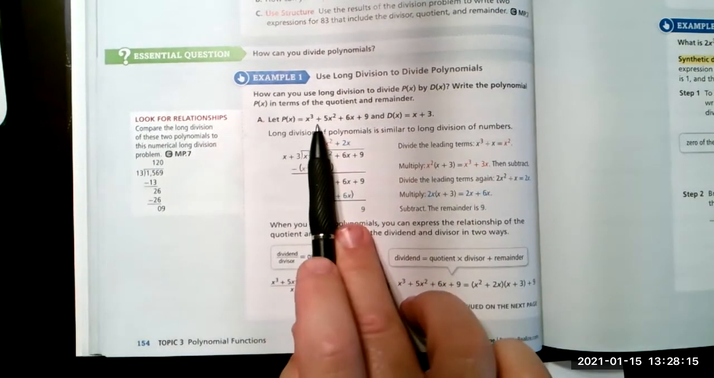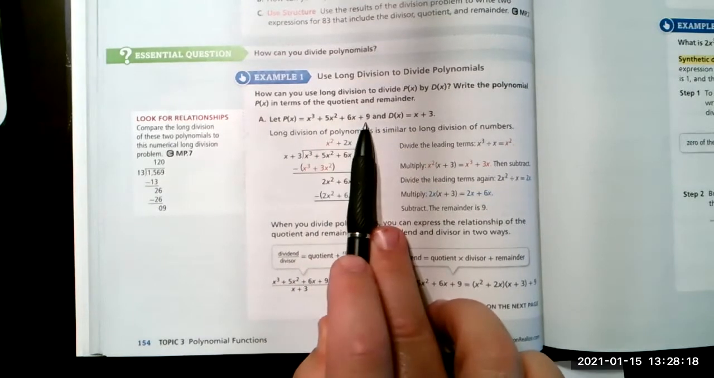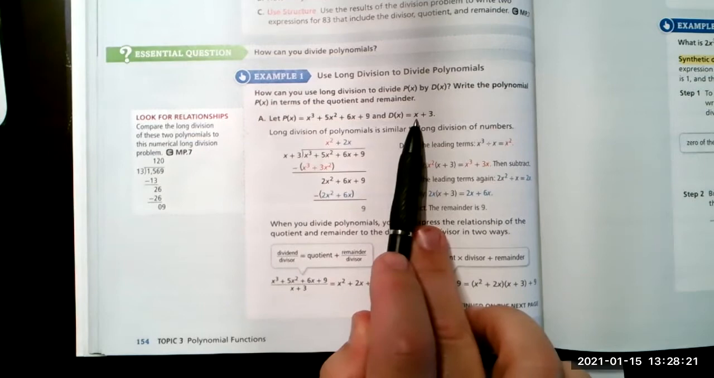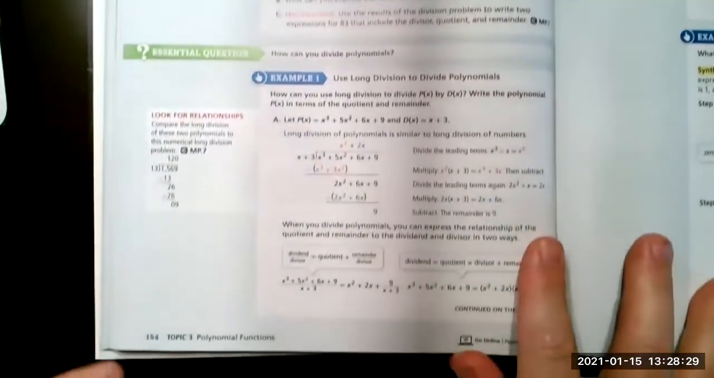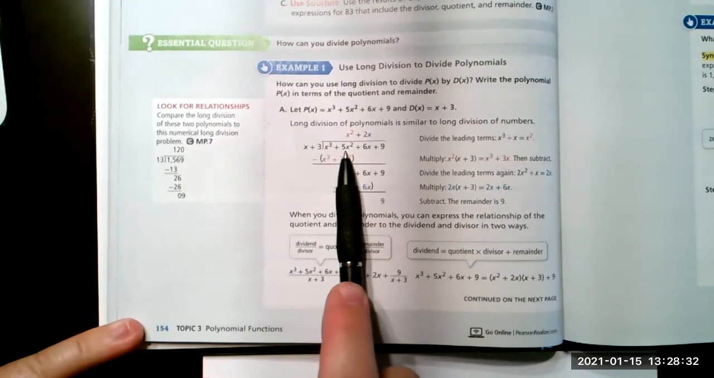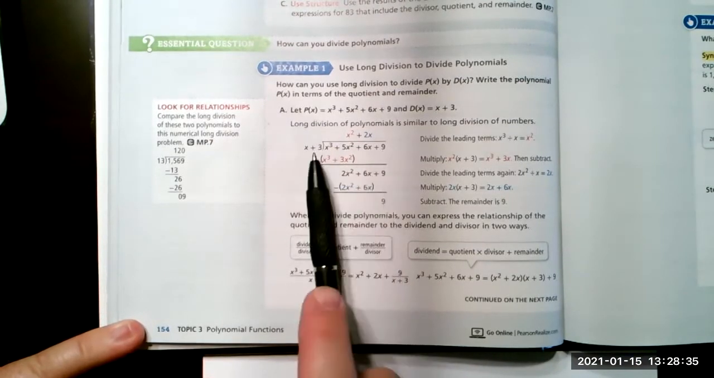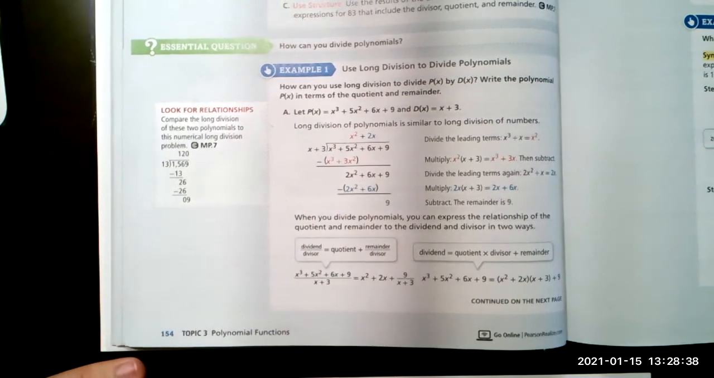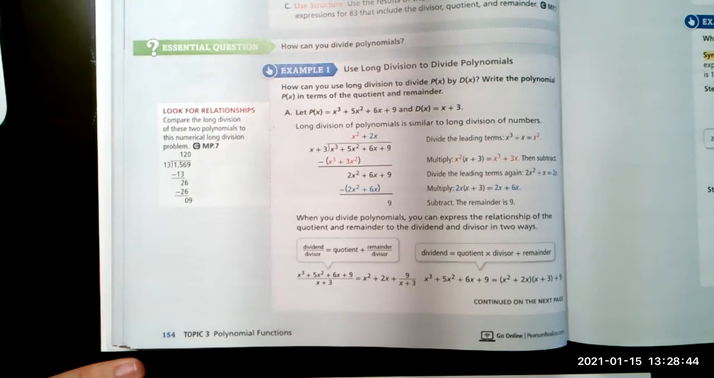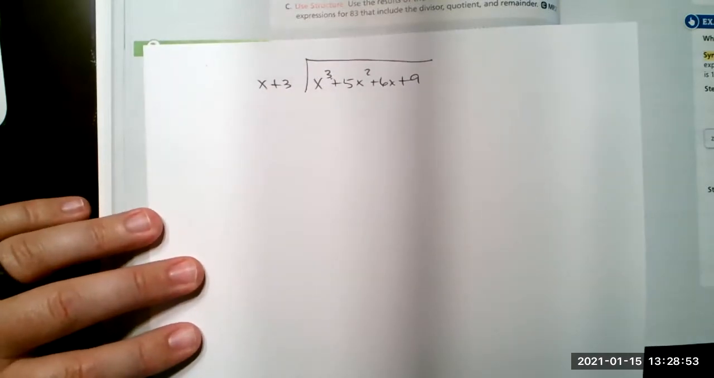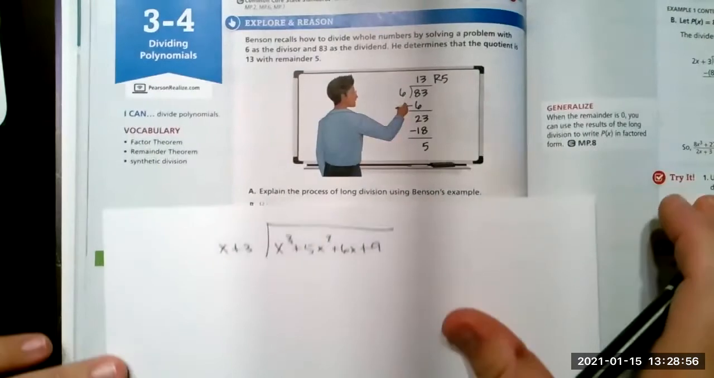The problem is x cubed plus 5x squared plus 6x plus 9, and they want to divide that by x plus 3. So it's very similar to this example at the very top of this page, 83 divided by 6. So I'm going to write that out here: x cubed plus 5x squared plus 6x plus 9, divided by x plus 3.